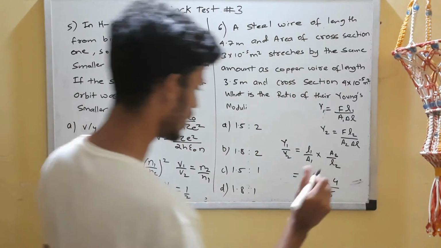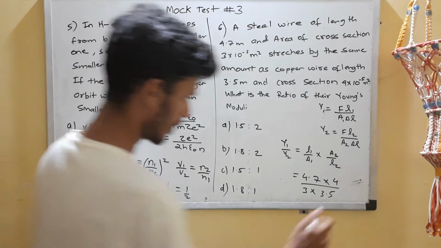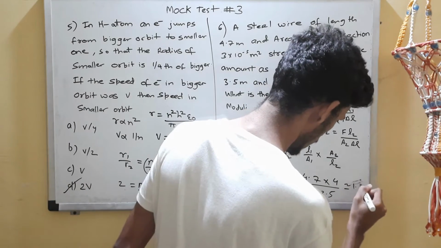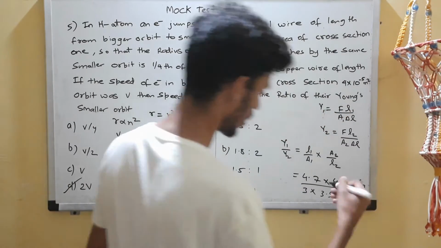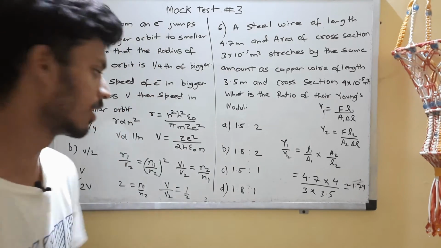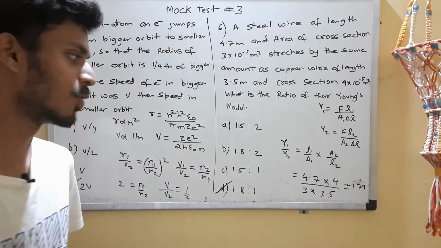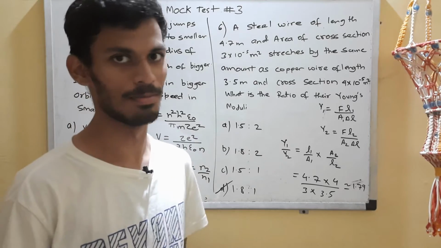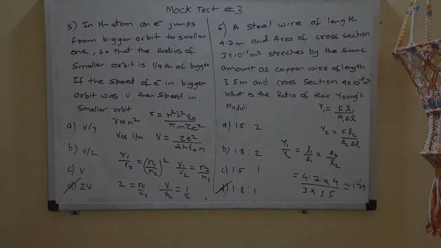You are supposed to solve this. Here you'll get the answer as around 1.79. Or that is very close to 1.8, right? 1.8 is to 1. So option D, 1.8 is to 1 is the correct choice over here. Let's move to the next questions now.